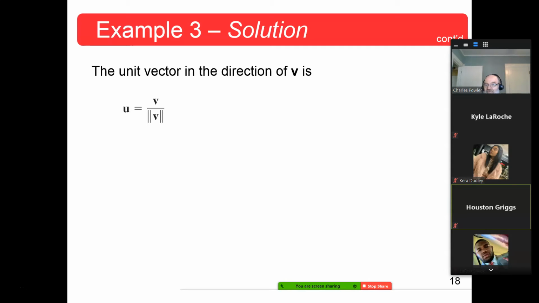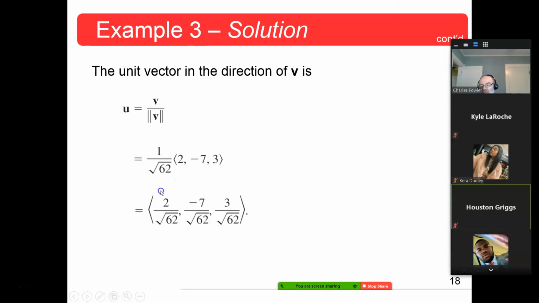And this is the unit vector u because you're taking v and dividing it by its magnitude. That's the definition, which is 1 over root 62, which they didn't quite do. They pulled the 1 over root 62 out and then wrote the vector v here, and then wrote them component by component, basically distributing that constant inside the vector.